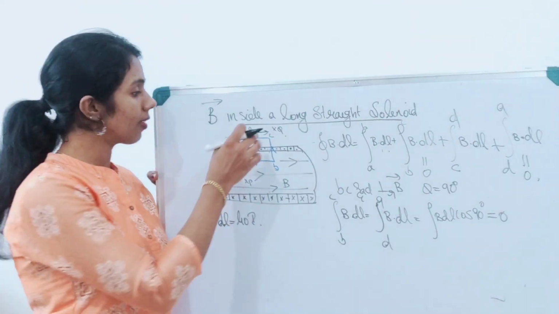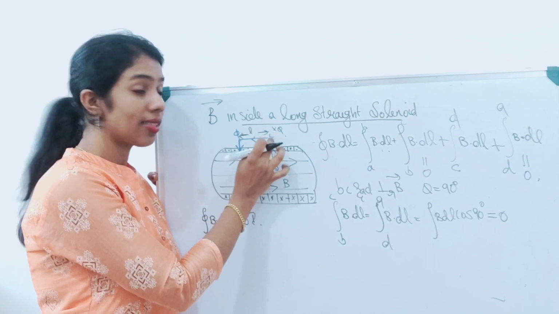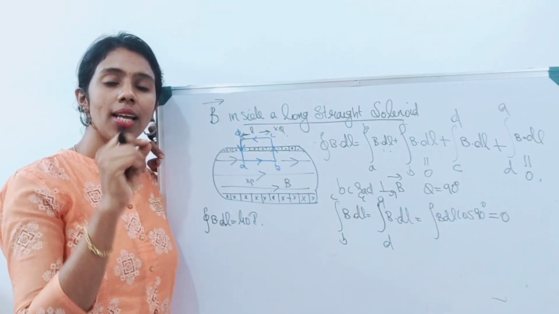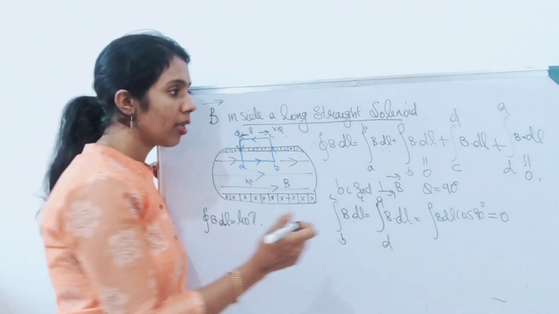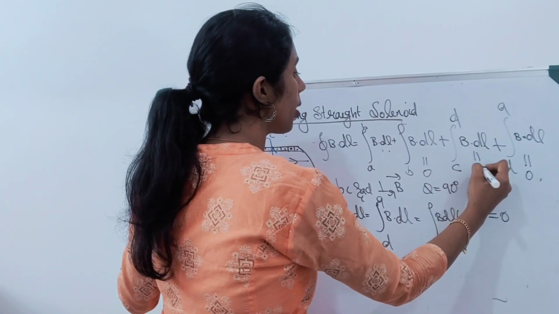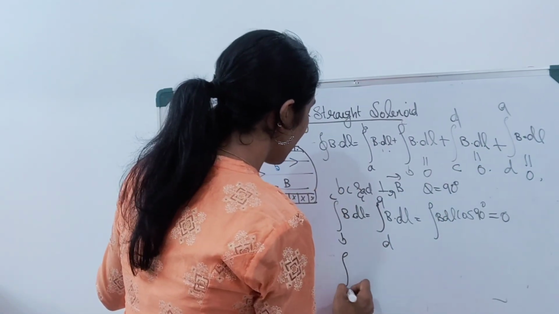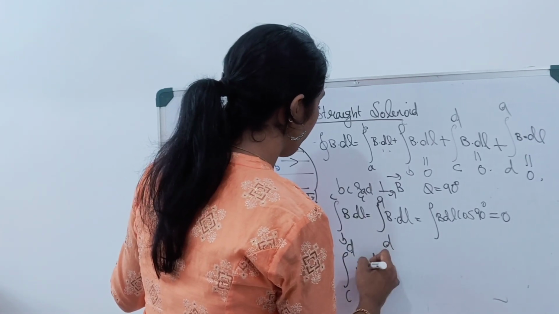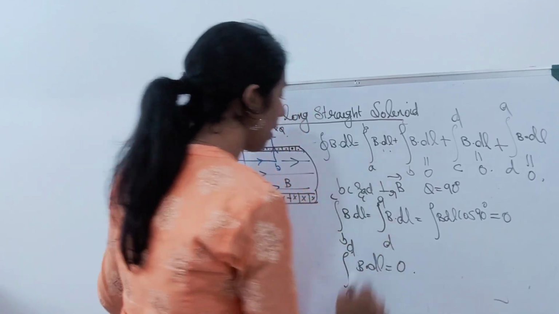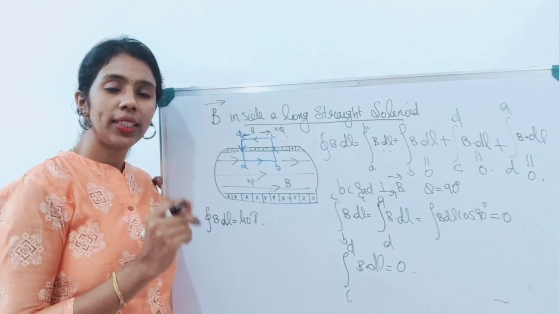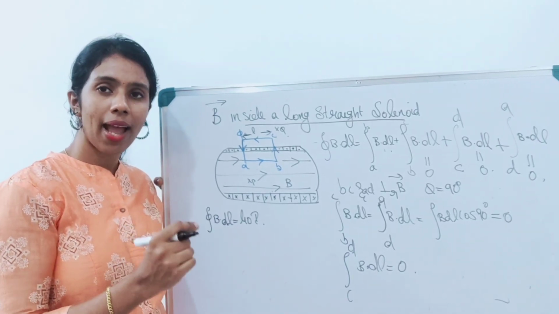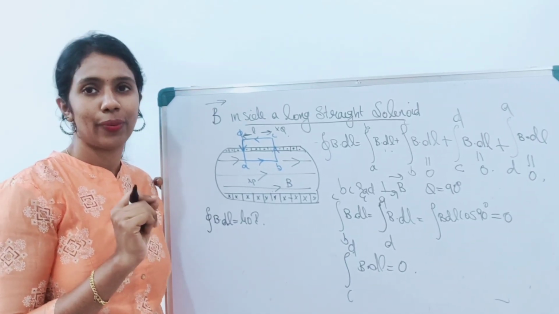Similarly, consider the length C to D, which lies outside the solenoid. The magnetic field outside the solenoid is 0, so the term C to D also becomes 0. The integral from C to D of B dot dl is 0 because CD is the length of the Amperian loop which lies outside the solenoid.